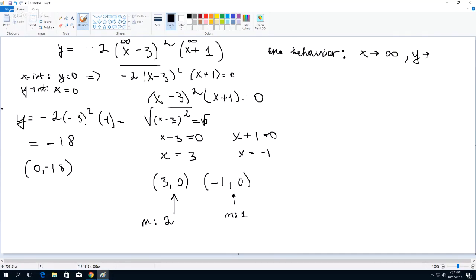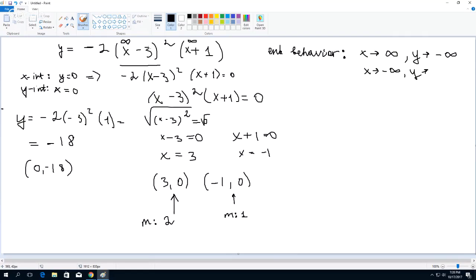Okay. And so we have infinity times infinity, which is just infinity. And then we have the negative here. Negative 2 times infinity will make negative infinity. So y would go to negative infinity. And you need to do the same with negative infinity. If x goes to negative infinity, then y goes to what? I mean, it would make sense that it would flip. If x goes to negative infinity, then y goes to infinity.